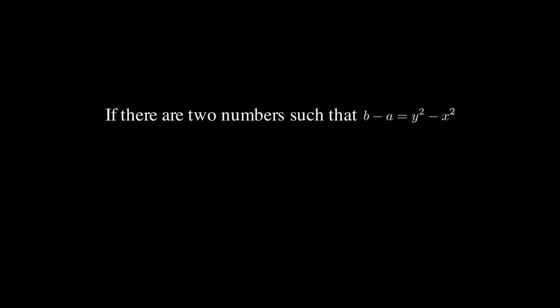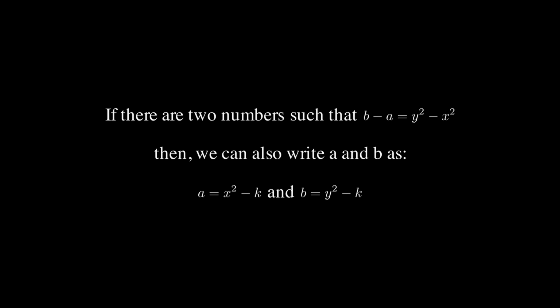and b minus a equals some difference of squares, say y squared minus x squared, then a and b can be represented as x squared minus k and y squared minus k respectively, because the difference is still y squared minus x squared and we can just adjust k. Note, however, that you do want y squared to be larger than b and you want x squared to be larger than a, so that k does not have to be negative. This means that we can add k to both integers and make them both squares.